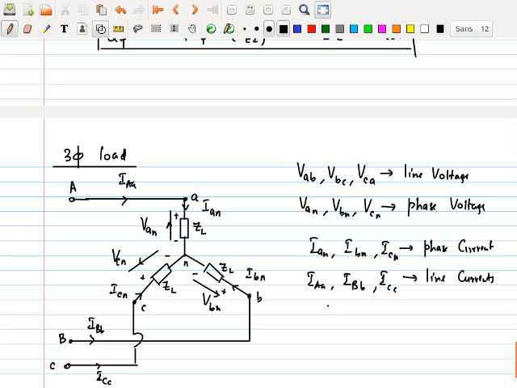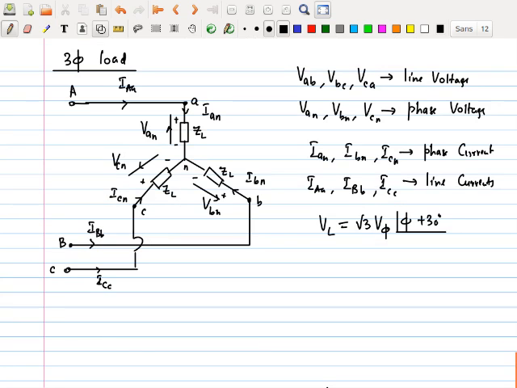Then you can also write down a very simple expression. V of the line is equal to root 3 times V of the phase, at the angle of the phase plus 30 degrees. The only thing you have done here is replace E with V. That's it. All expressions are the same. Even the phasor diagrams are the same.